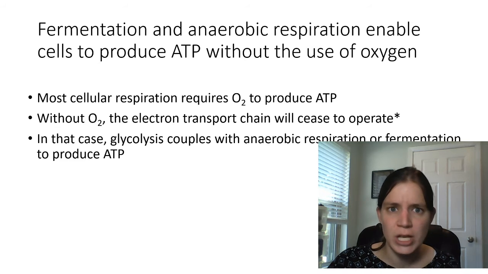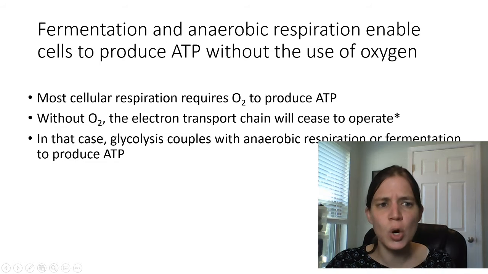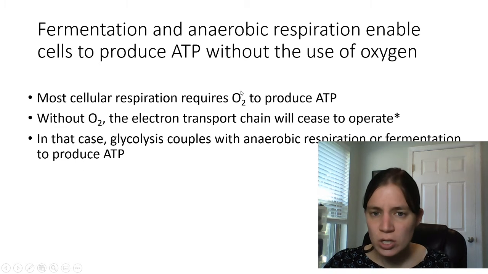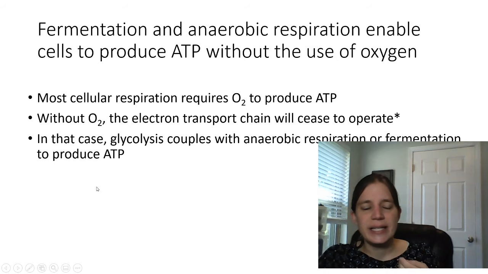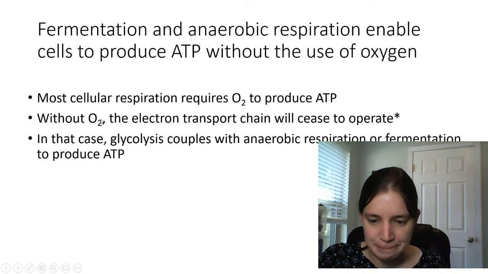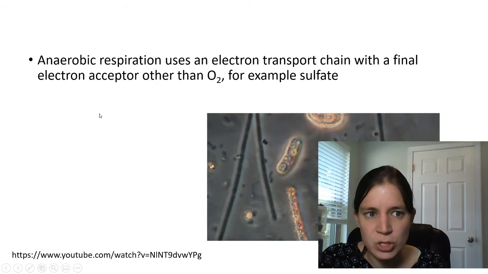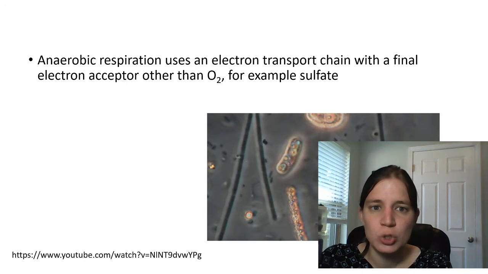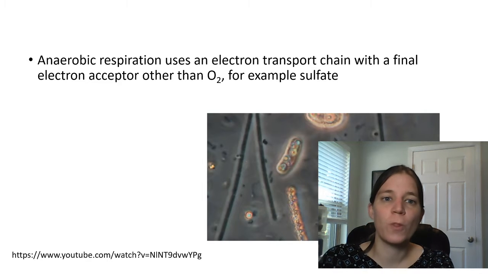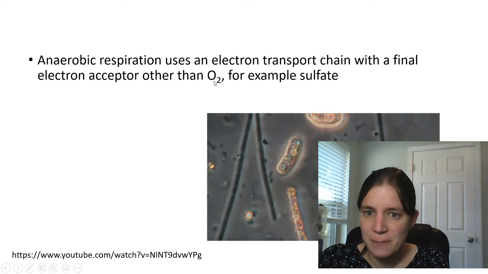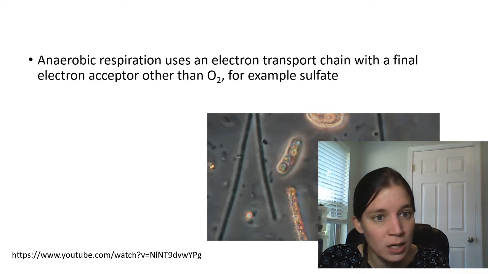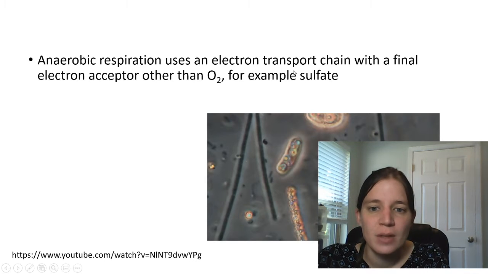If you don't have oxygen, you need some other things to happen. In most regular cellular respiration, you need oxygen to produce this ATP. If you don't have oxygen, you need some other way of getting this done. One version is called anaerobic respiration. It's respiration that uses an electron transport chain, but has something other than oxygen pick up the electrons. This isn't super common, but it happens, and these little purple sulfur bacteria can get it done.